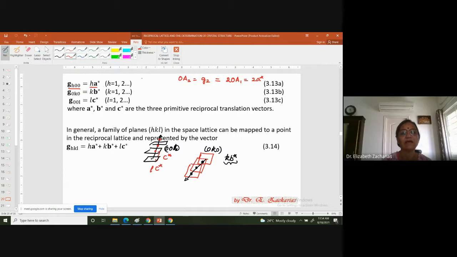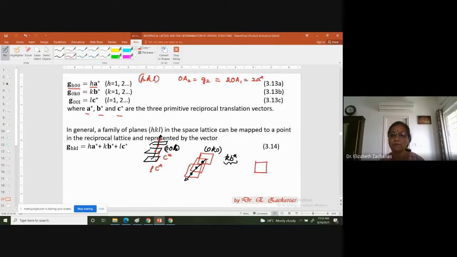This HKL, I hope you remember from solid state physics. So H times A star, K times B star, L times C star. What are these A star, B star and C star called? They are called the three primitive reciprocal translation vectors. Now we have talked about planes which are either H00, 0K0, or 00L. But your planes need not be like that. Your planes can also be in some other direction.